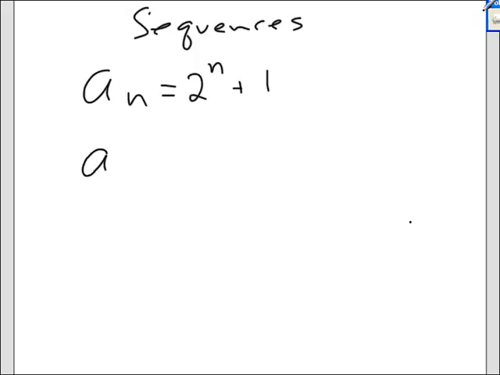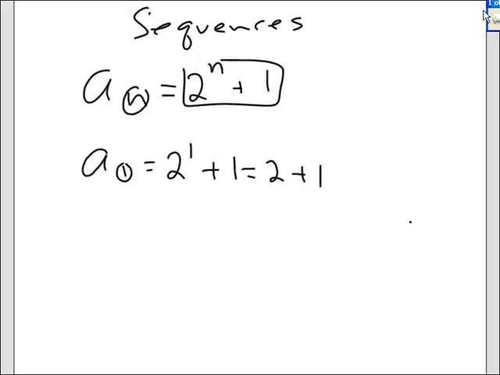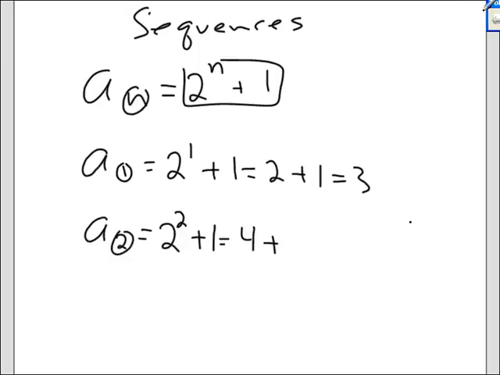Well, what would a sub 1 be? Oh, I replace n with 1. So I'm going to do the same thing over here. 2 to the n plus 1 is 2 plus 1, or 3. A sub 2: now n is 2, so it's 2 squared, which is 4, plus 1 is 5.